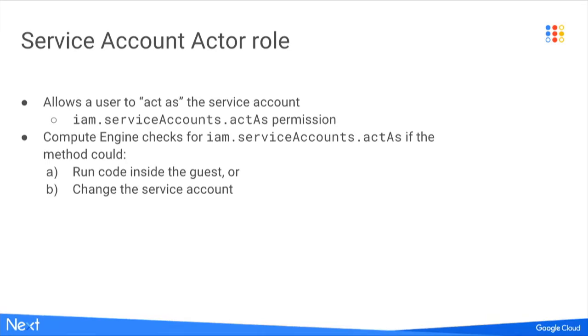First is if the API would cause different code to run inside the guest. For example, if you're setting a startup script or a shutdown script, we would check you have permission not only to set that metadata, but you have permission to act as that service account. And similarly, if you're going to change the service account that the instance runs as, do you have permission to act as that new service account?